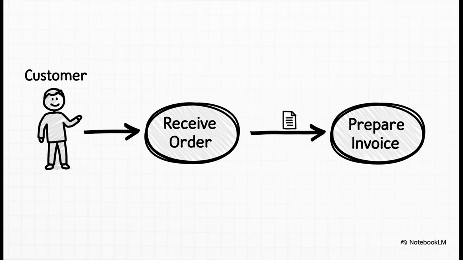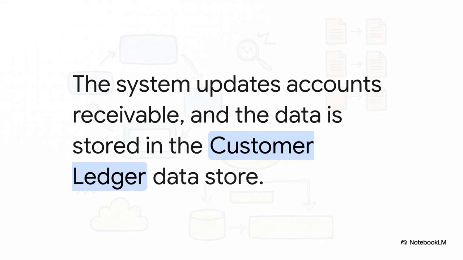That action, in turn, kicks off another process. Prepare invoice. You can already see how the data is changing, right? It's evolving from just a request into an actual financial document. And to finish it off, that new invoice data is used to update the company's books, and it comes to rest in the customer ledger data store. And just like that, we've mapped the entire logical trip of that customer's data, from the moment they sent it to the moment it was stored.